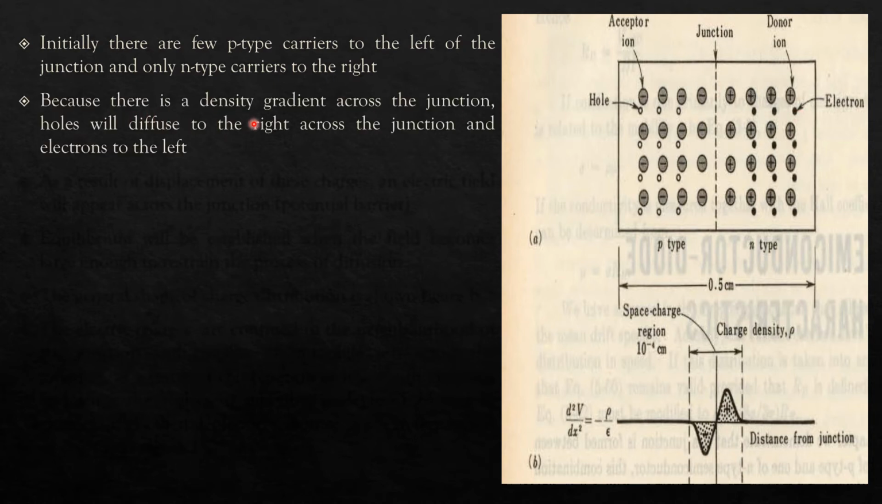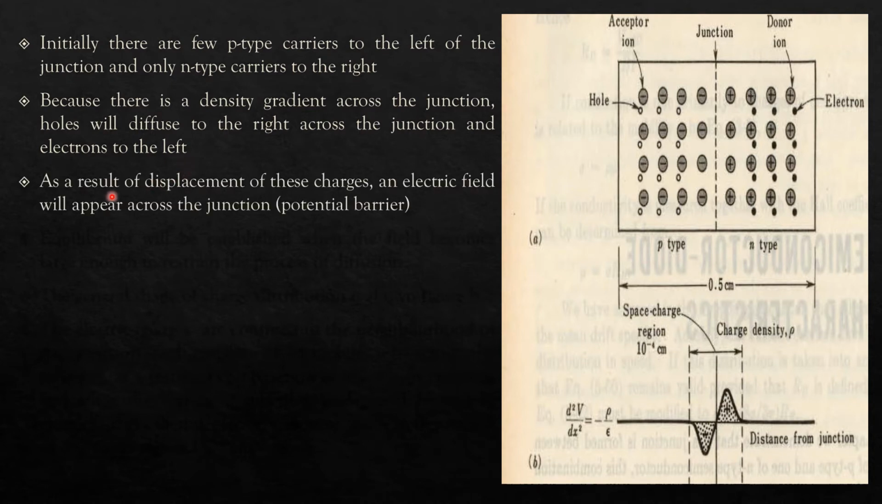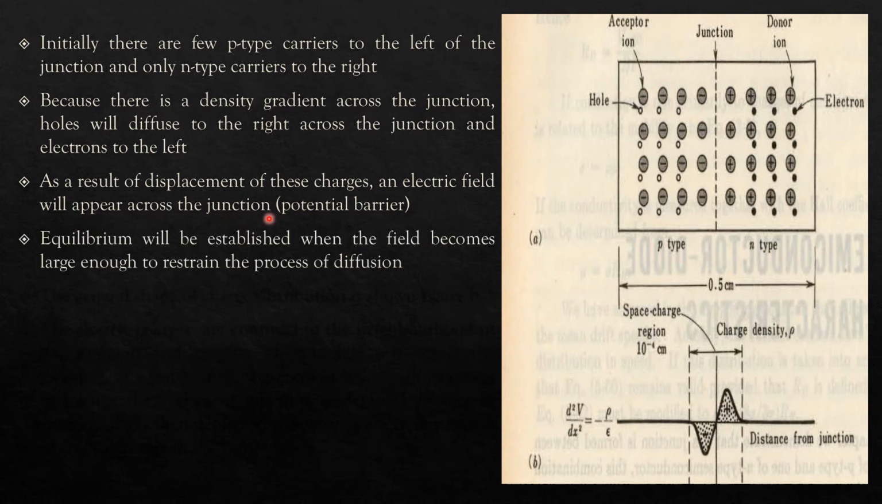Because there is a density gradient across the junction, holes will diffuse to the right across the junction and electrons to the left. As a result of the displacement of these charges, an electric field will appear across the junction. Equilibrium will be established when the field becomes large enough to restrain the process of diffusion. The general shape of the charge distribution is shown in figure B.